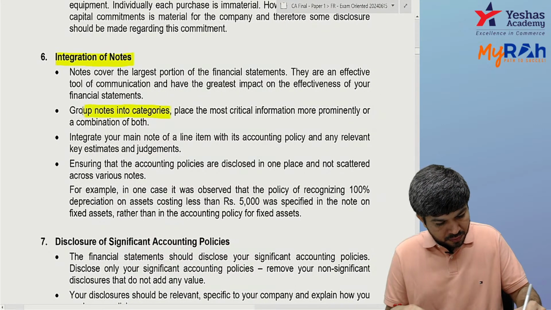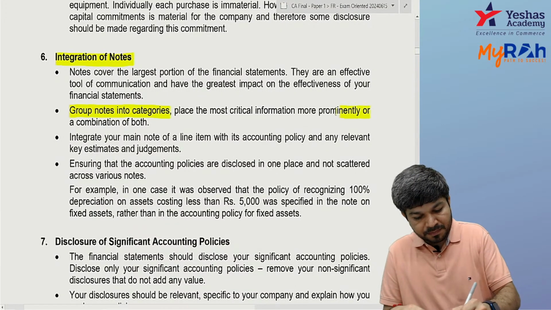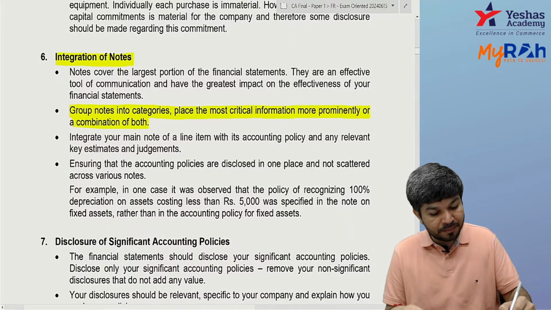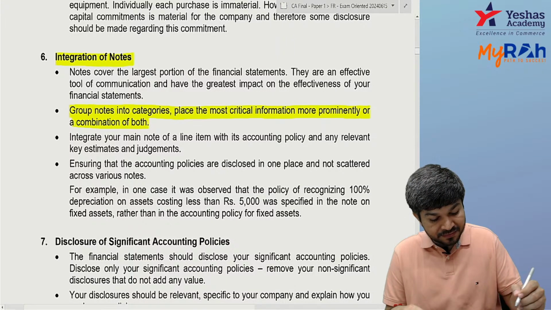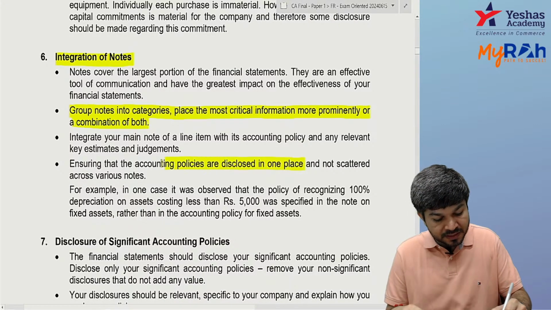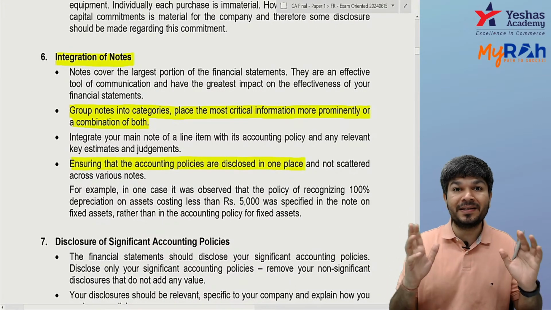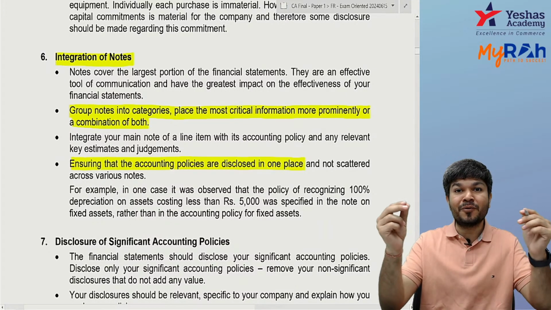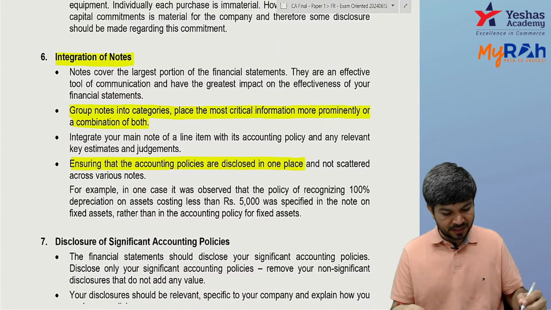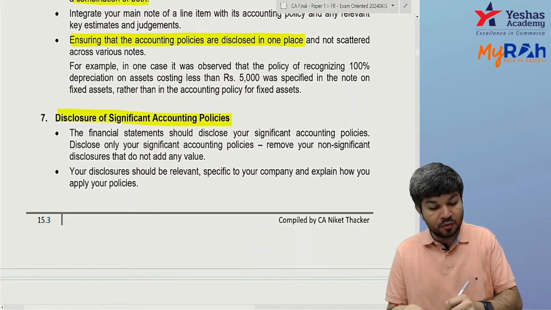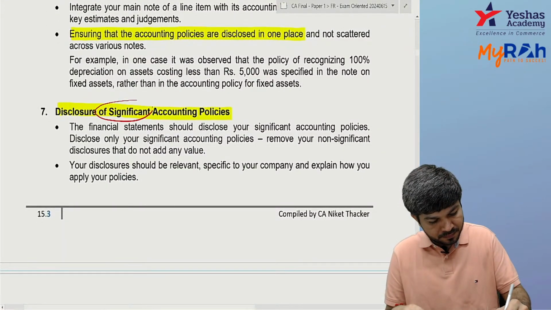Okay, so group notes into categories, place the important notes more prominently, and integrate the main note of each line item with the accounting policy, etc. And ensure that all accounting policies are disclosed in one place. When you come to notes to accounts, your note number 1 is significant accounting policy. They are telling you to disclose all your accounting policies, but only the significant ones.